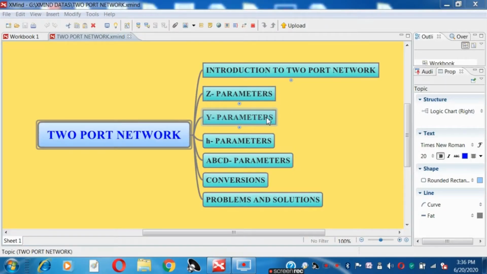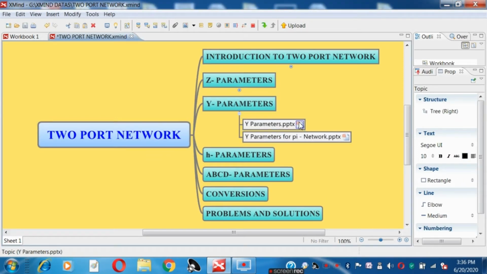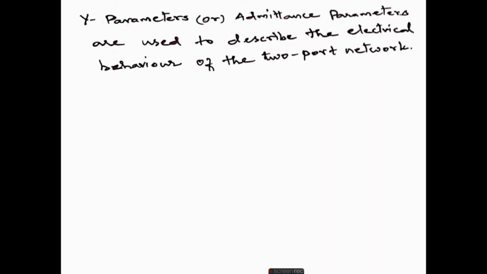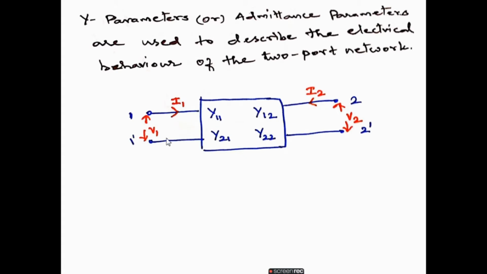In this presentation, we are going to discuss Y parameters. Y parameters, or else called admittance parameters, are used to describe the electrical behavior of a two-port network. So let us see here. We have a two-port network. 1 dash is the input port, 2 dash is the output port.